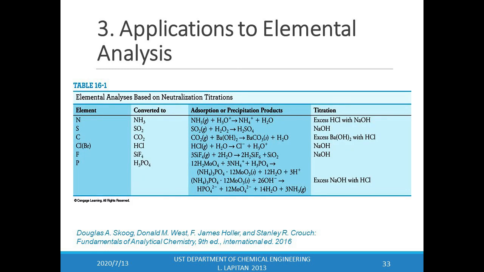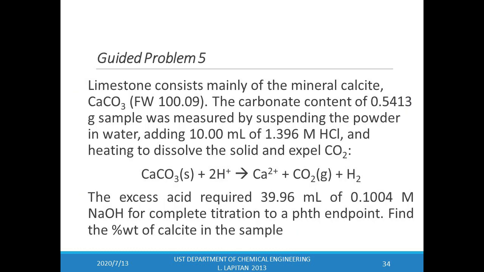This table shows the different applications of acid-base titrations with respect to elemental analysis. So you have here the elemental analysis of nitrogen, sulfur, carbon, halogens such as chlorine and bromine, fluorine, and phosphorus. Okay, so let's try to look at this problem.